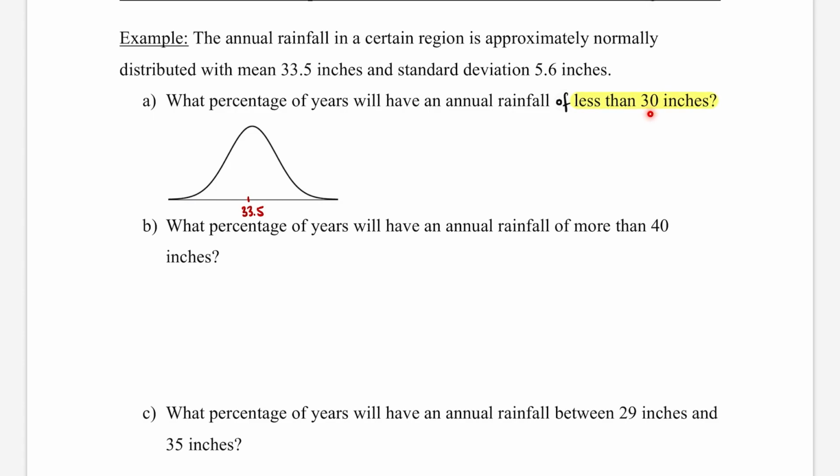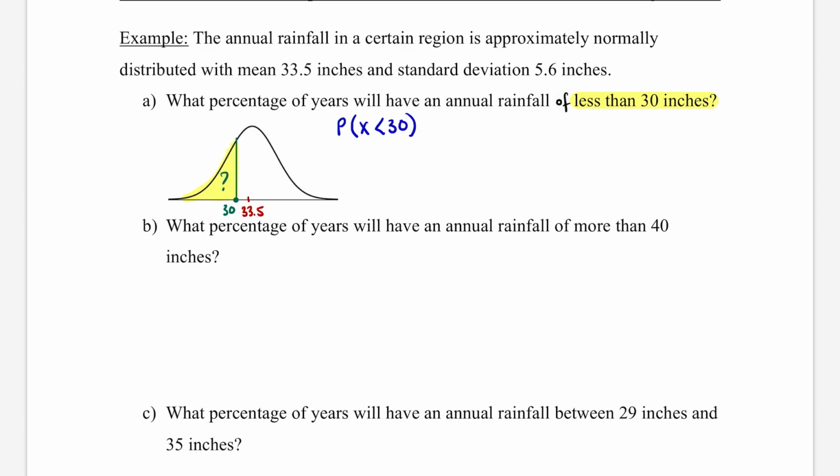Let's locate this 30 inches on this graph right here. This is 33.5. 30 is less than 33.5, so 30 is somewhere on the left of 33.5. This is 30. And I want the region that is less than 30 inches. So this is 30. Less than 30 is to the left. So I want to find this left region here. I'm going to find the probability of x less than 30.